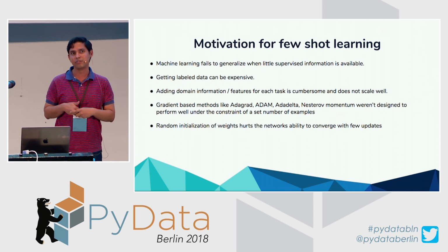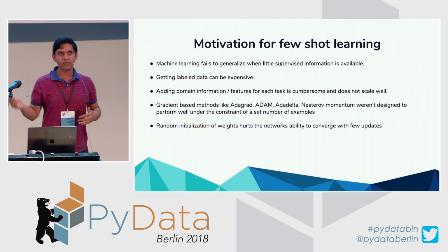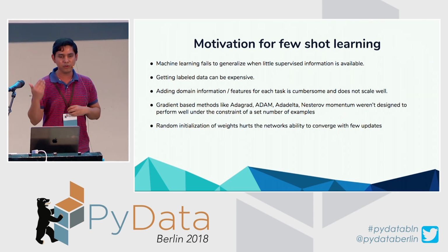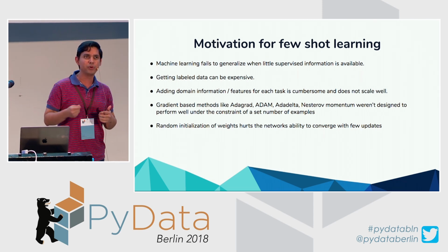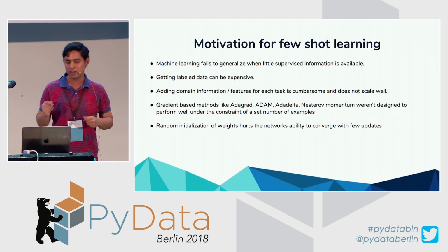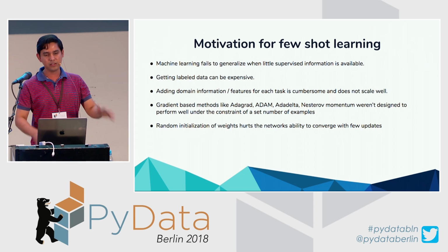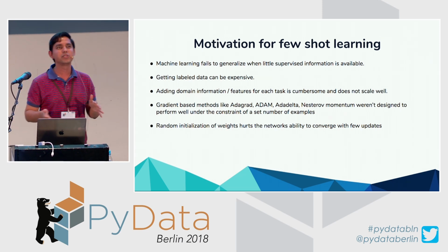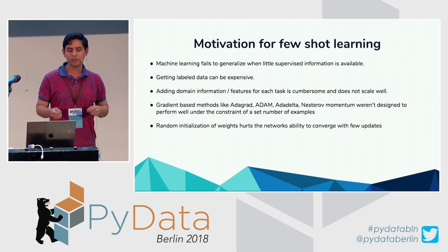The last thing is when you are training a neural network, you randomly initialize the weights of your neural networks. This also hampers your training because in order to converge, it needs a lot of epochs. So if you have proper initialization of weights, your networks can converge faster. So these are some of the problems that are being solved using few-shot learning.